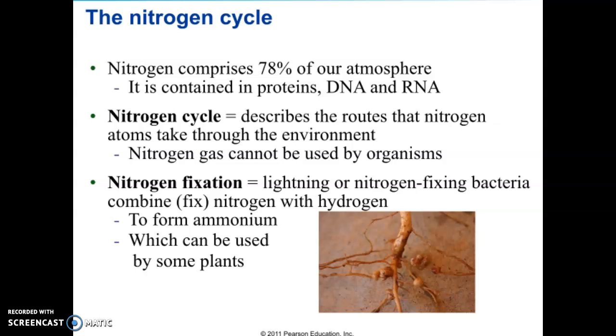Nitrogen as N2 in the atmosphere cannot be used by organisms. Therefore, it has to be converted into an organic form or a fixed form, right? We have to fix it through biological processes so that it can be useful. So this can be done through lightning, abiotic, or via microbes in soil and root nodules, which would be a biotic way that nitrogen is fixed.